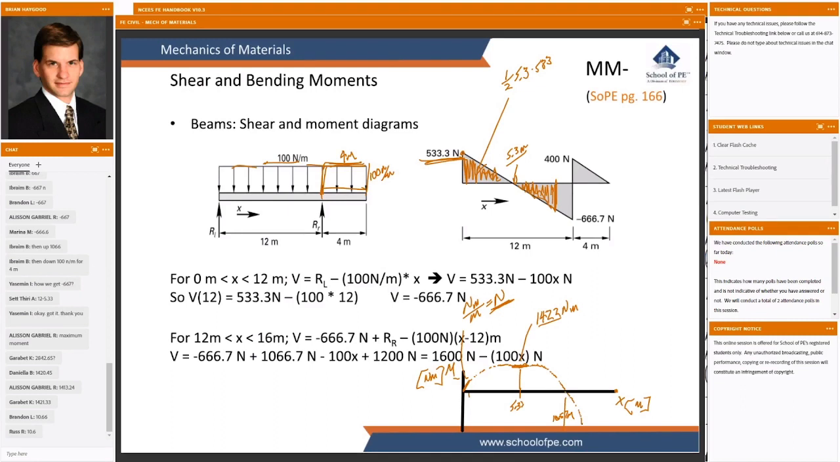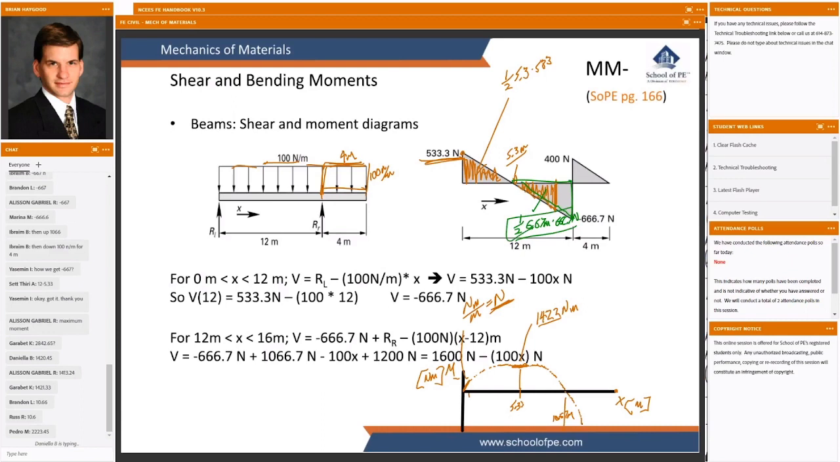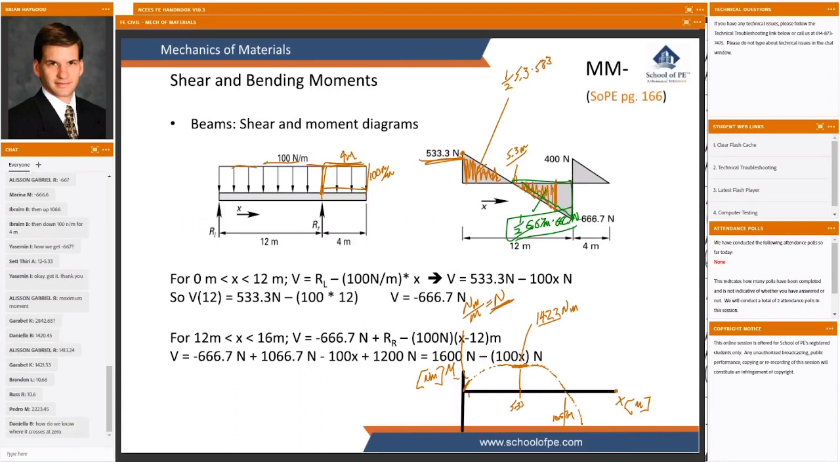And we could try to total up this area here, perhaps, and say, well, that's a width of 6.67 meters wide and a height of 666.7 newtons. So we could find the area of that triangle if we wanted to. But it's probably a little easier just to switch gears and start from the right-hand edge of that beam. How do we know where it crosses 0?